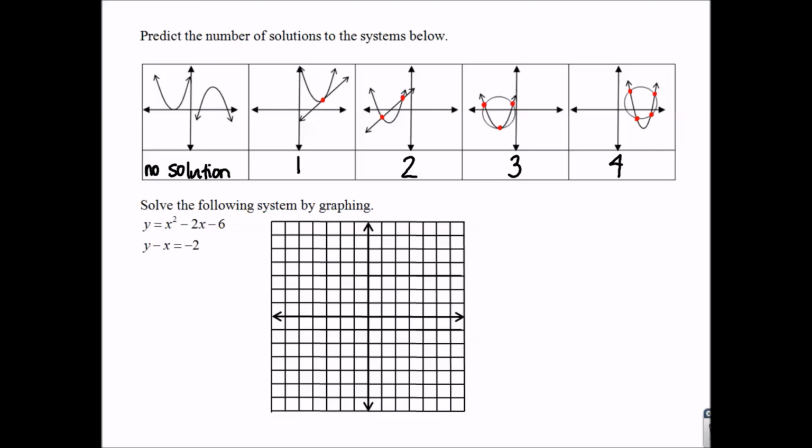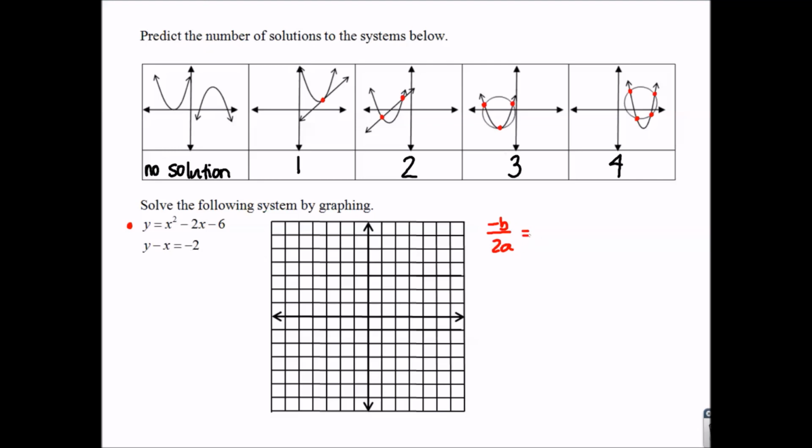So this first equation is a parabola written in standard form. I'm going to show you how to do this by hand, and then I'm going to show you how to do it on the calculator. So when we graphed in standard form, there were a couple things we looked at. We had to find the vertex first, which meant that we needed to do negative b over 2a, which in this case, a is 1, b is negative 2, and c is negative 6.